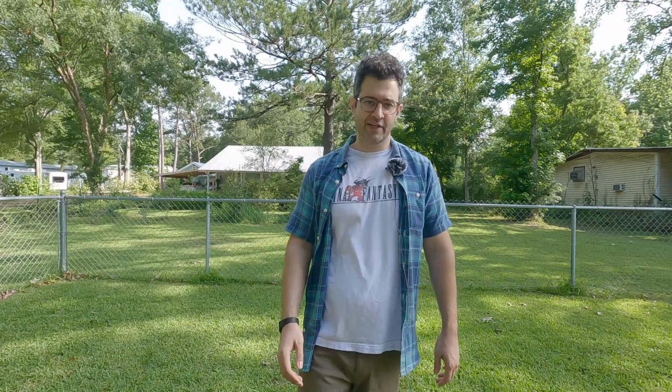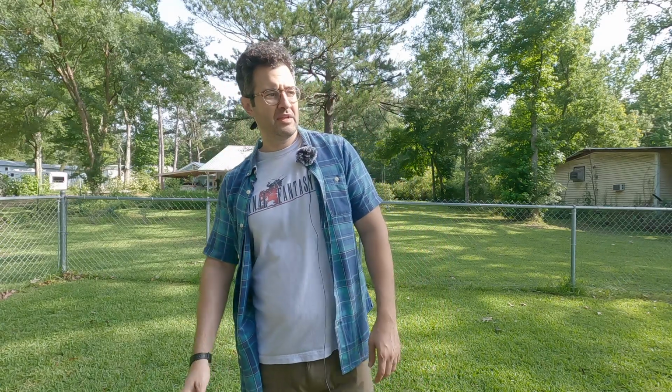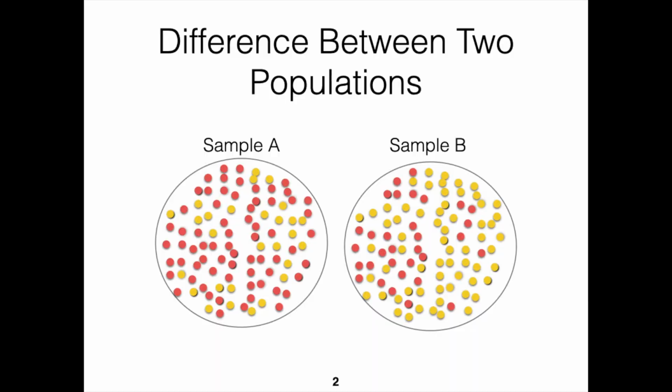And again, this is an important thing to be able to do. Sometimes in life we can look at two different groups. We can ask them a simple question like, who are you going to vote for? And we can look at the results, and sometimes we'll see that it's really clear that one group is going to vote for one person more than another group. So if you look at this slide, it's pretty easy to see that there are more yellow dots in sample B than in sample A.